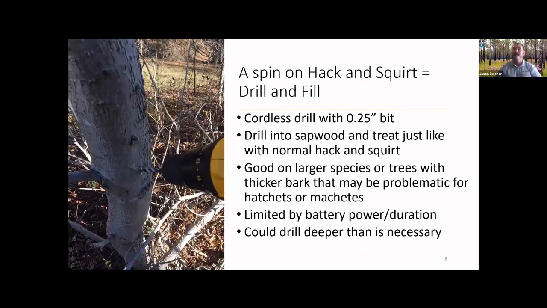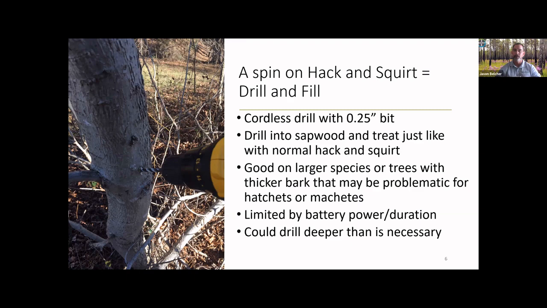So just a little bit on another, what I call a spin on Hack-and-squirt, and drill and fill certainly is nothing new. I believe Dr. Chris Evans mentioned it earlier in one of his talks. But generally, this is using a cordless drill, using a bit, I'd say about a 1/4 inch drill bit. It can be 7/16. I've seen people use bigger and smaller, but basically what you want to do is use it to drill in and make that cut or incision, just like you would with a hatchet or machete. You want to treat into the sapwood of that tree, and then get about a ml of solution in there to treat it. And I think this is a very effective method on larger tree species, or as Dr. Enloe said, some of these species that start to get that thicker bark.